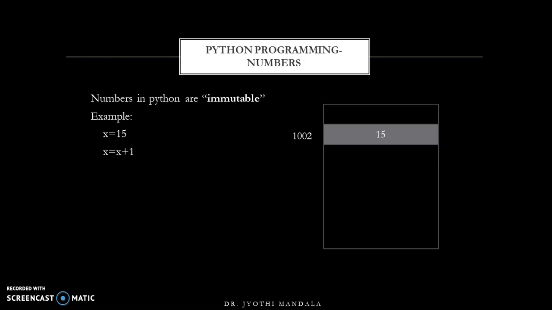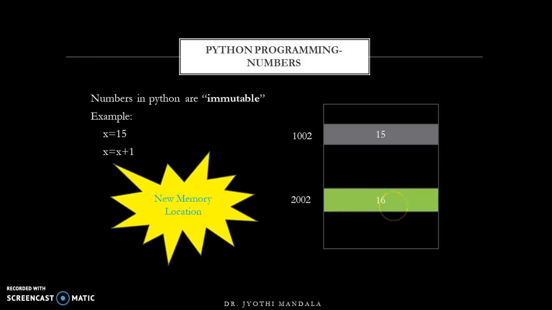Now, if you are trying to increment the value of x by 1, x equal to x plus 1, it is not like the 15 value location will be modified and the incremented value stored in that memory location. Instead, the new value is stored at a new address, and x will now point to the new memory location address. That's why numbers in Python are immutable. So let us proceed further with the different types of numbers.